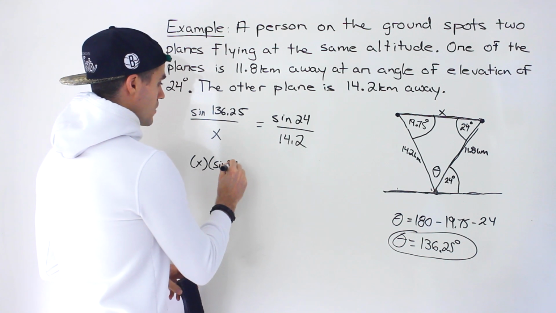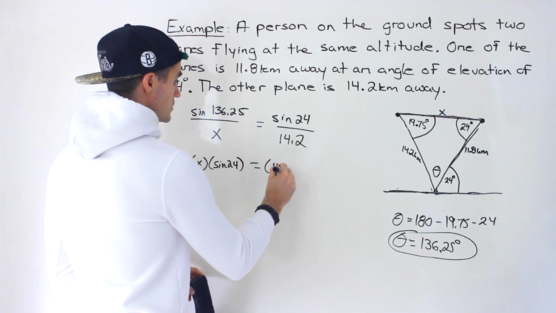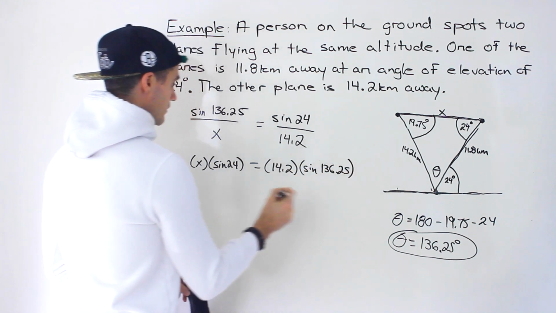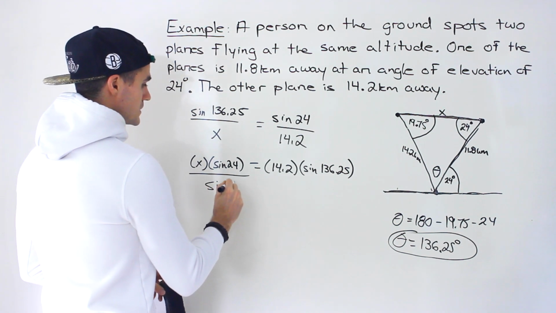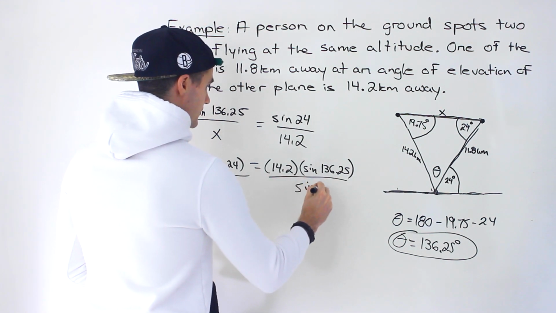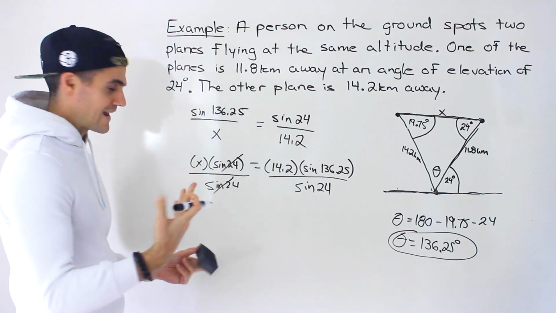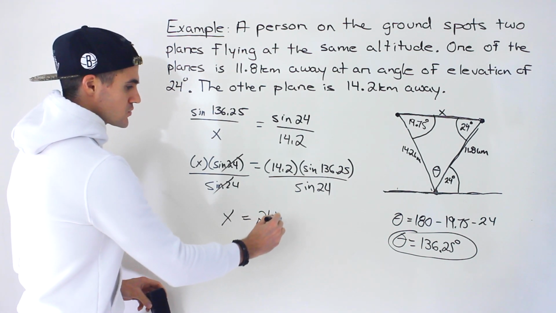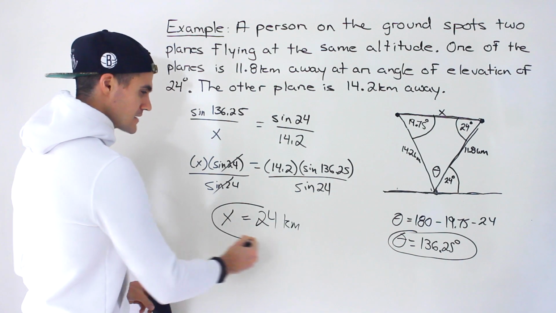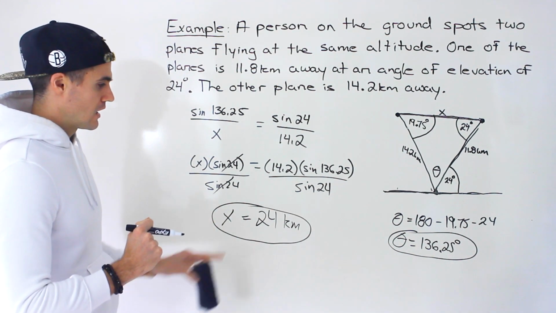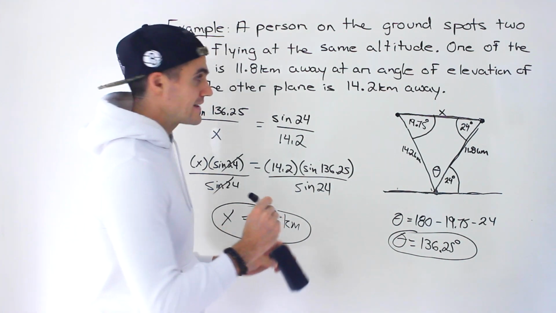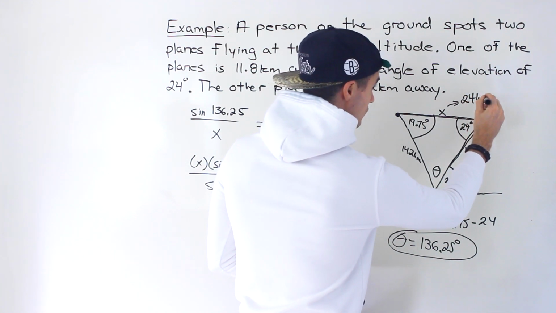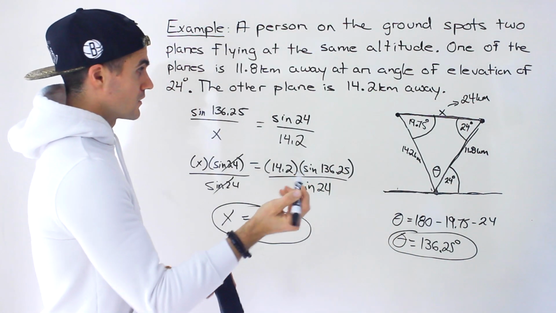We'll have x times sine of 24, then we'll have 14.2 times sine of 136.25, like that. And then what we would do is divide both sides by sine of 24 in order to get that x value by itself. And when you do that calculation, you would get approximately 24 kilometers. I'm going to round it to the nearest kilometer. I think it's like 24.14 that you would get, all rounded to the nearest kilometer. So that's the answer for part A. Basically, the distance between these planes here is 24 kilometers, like that. Right, so that's part A.